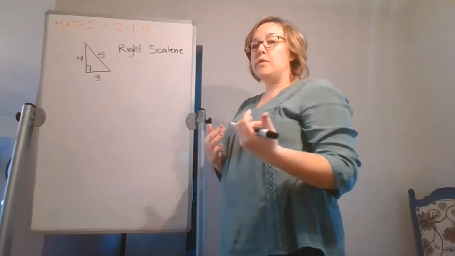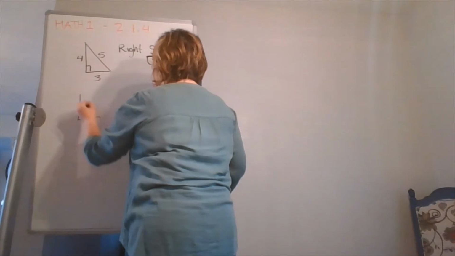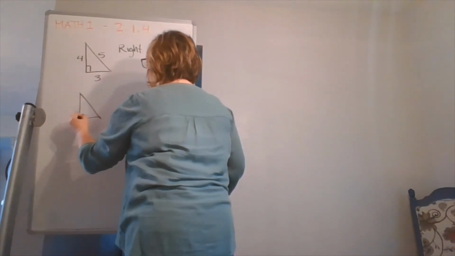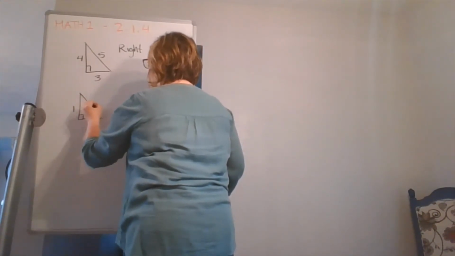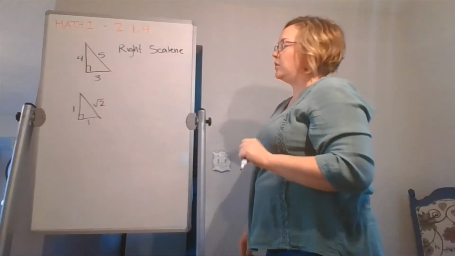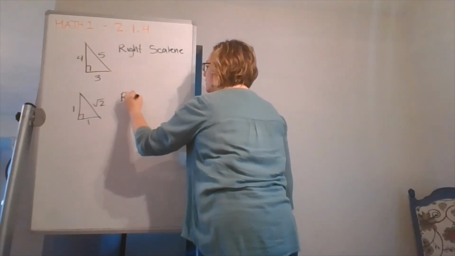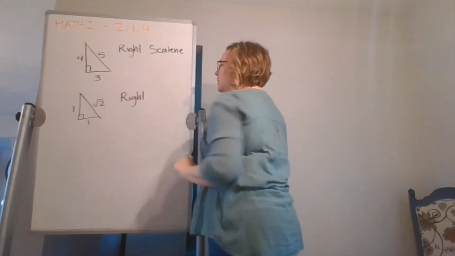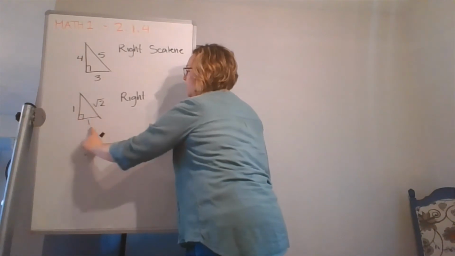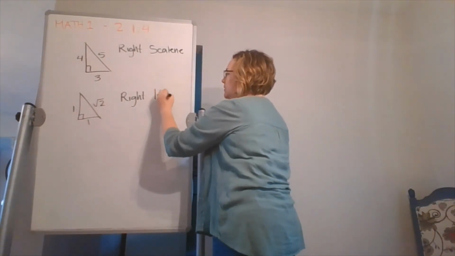Okay, so let's go over another right triangle example. Maybe we have a triangle that looks like that. So I know it's a right triangle by the little box in the corner. These two sides have a measurement that's equal, so it is right isosceles.